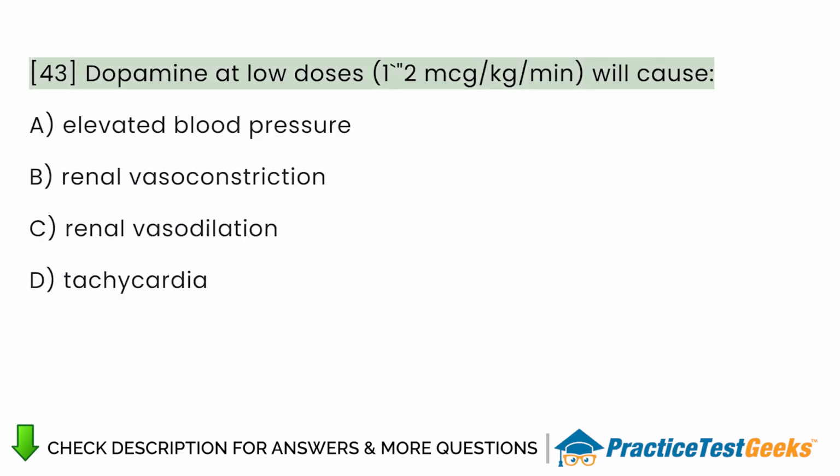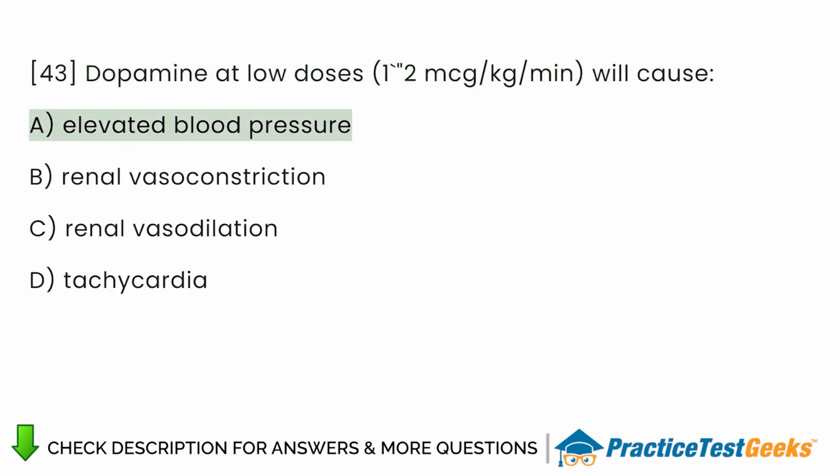Dopamine at low doses will cause A. Elevated blood pressure. B. Renal vasoconstriction. C. Renal vasodilation. D. Tachycardia.